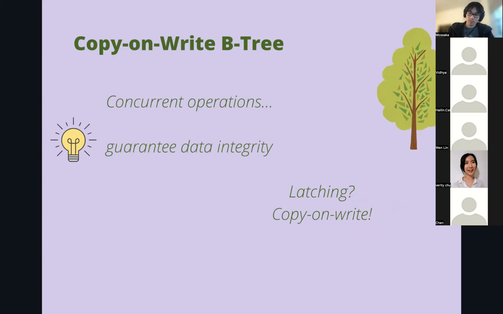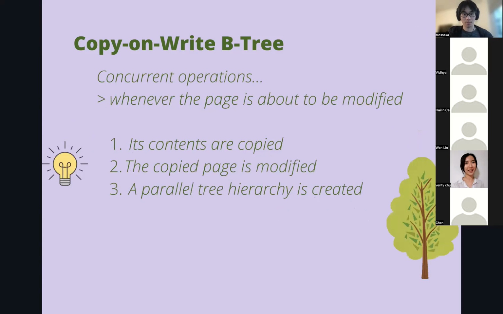So let's look into the copy-on-write B-tree. When we are having concurrent operations, what we really care about is guaranteeing data integrity. And if you still recall from our previous meetups, we've been discussing different latching algorithms, right? We looked into complex latching in our previous meetup, when we were going through chapter 5. And do we really need to do complex latching all the time? There is actually one way to bypass that, which is to use copy-on-write. Next slide.